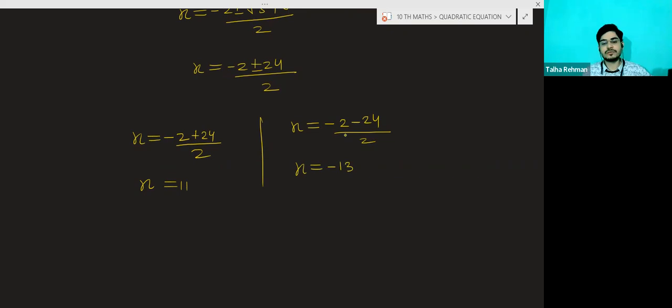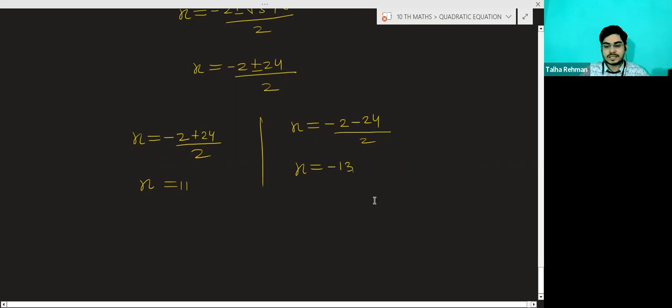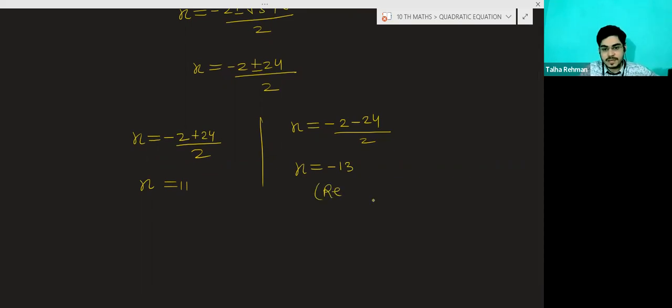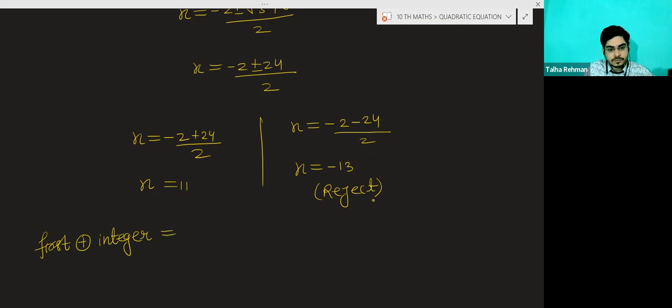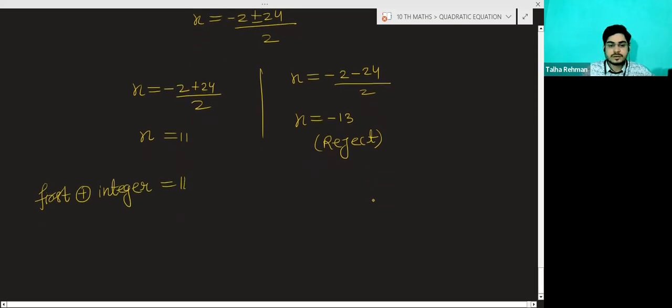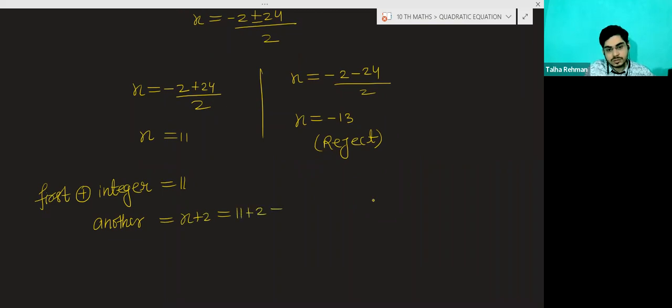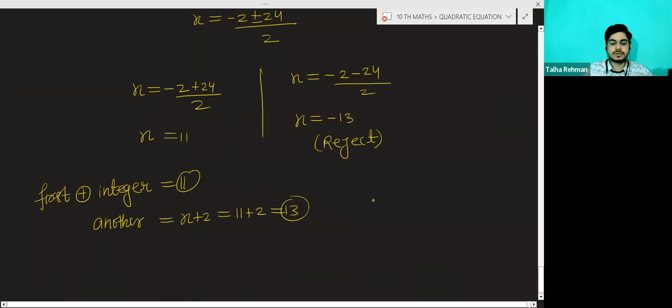So we are getting two values of x. Both are integers, but we are rejecting this value because we want a positive integer. So the first positive integer, we will have 11. The other, we will have 11 plus 2. That is, x plus 2 means x is 11 plus 2, 13. Your answer was right.